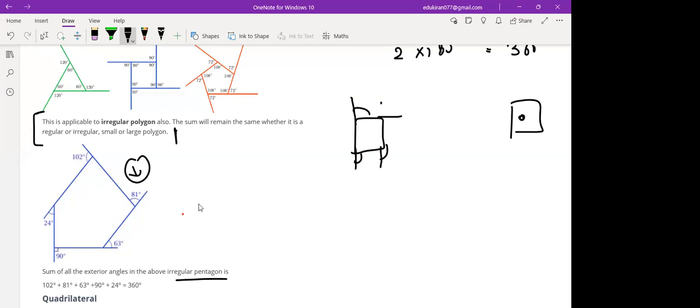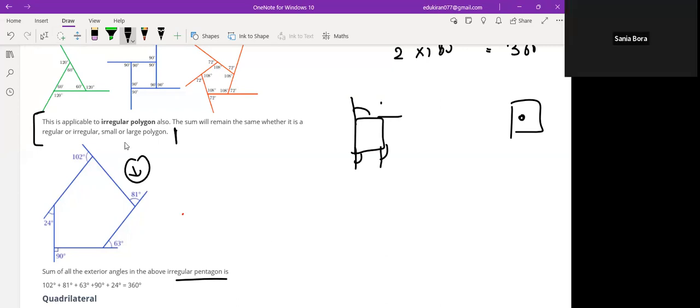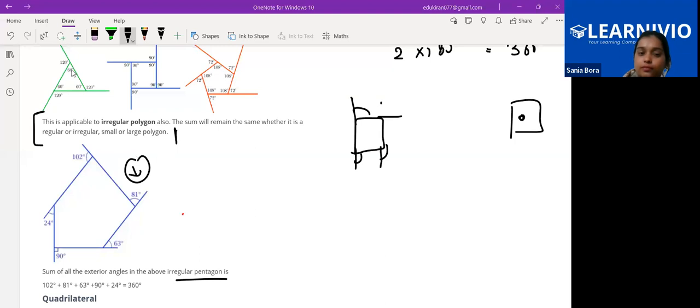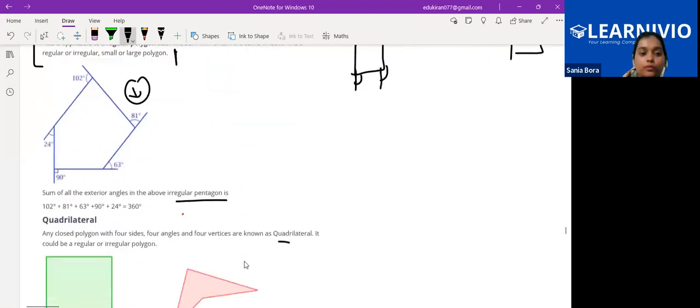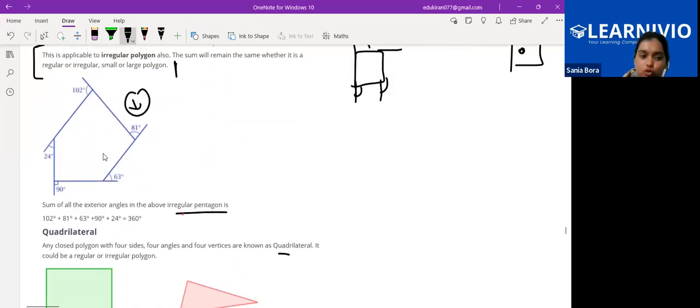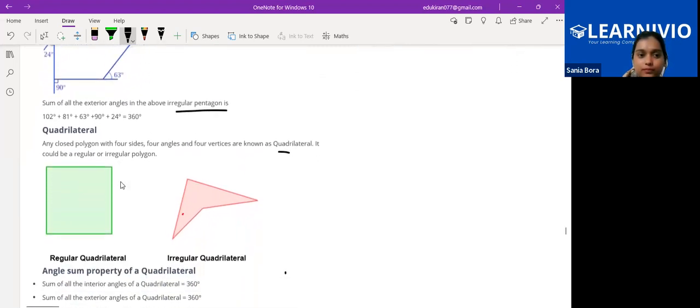Ma'am, in pentagon only this is applicable? Sorry? Where? In pentagon only it is applicable. What I have written here is applicable to any polygon, no matter whether it's pentagon, hexagon, whatever it is. You can see all this. It is applicable to everyone, any polygon it can be. I just gave you a pentagon as an example to show this. I hope everybody has written this.